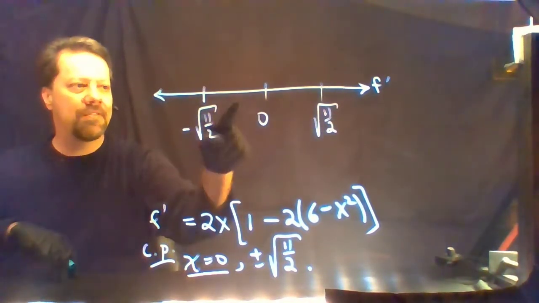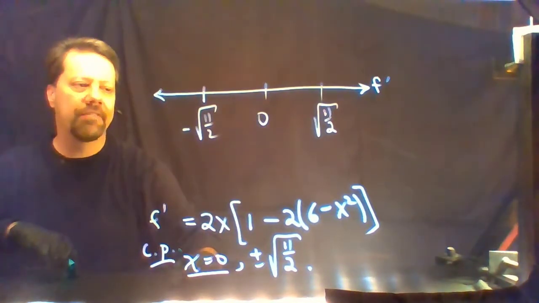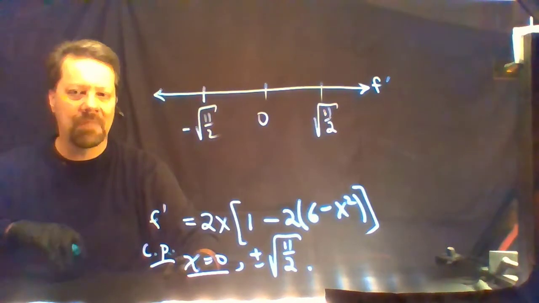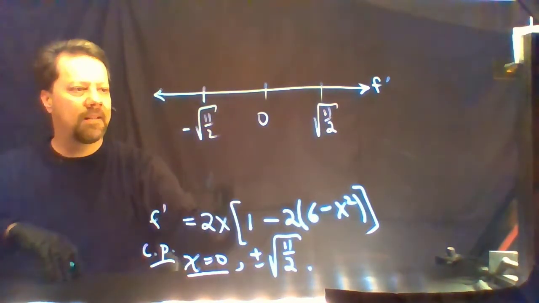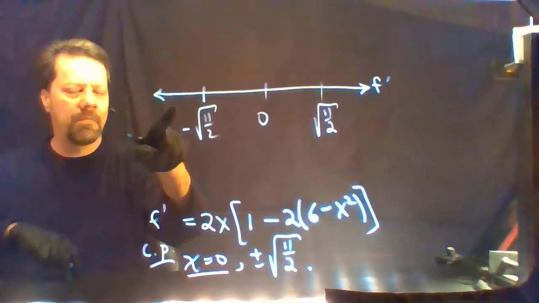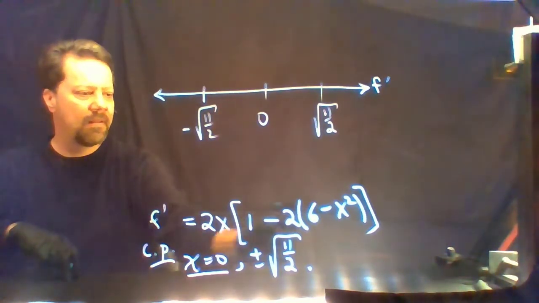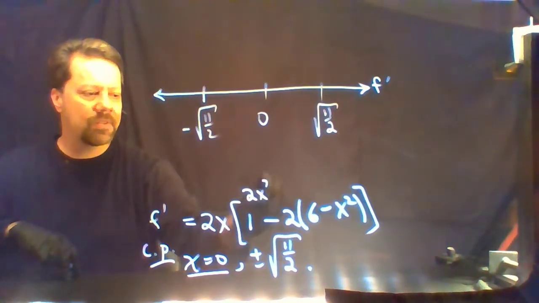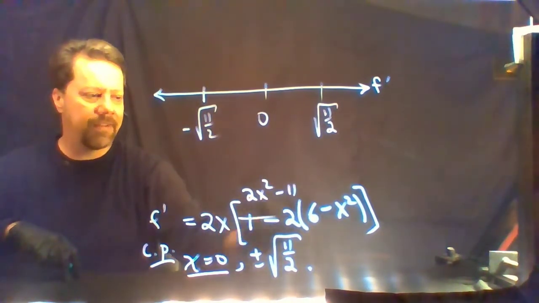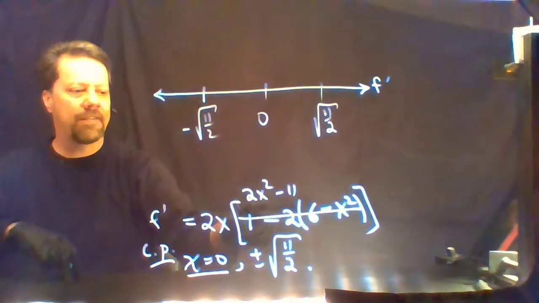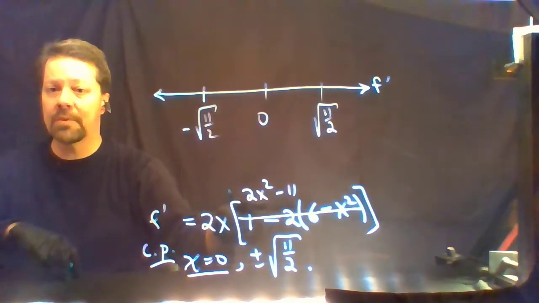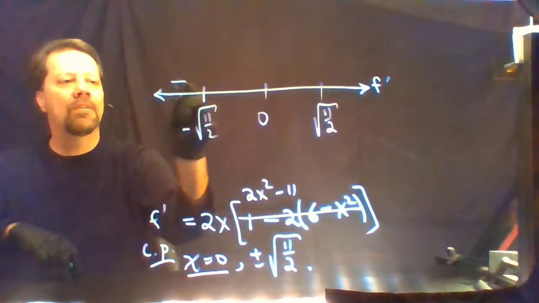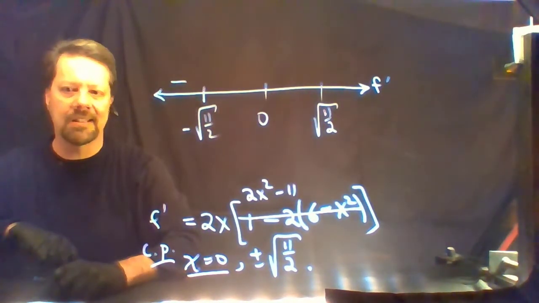Plugging points within each of these 4 intervals into the derivative will determine which of these is going to be a local minimum and which a local maximum. If we plug in something very, very negative, notice this is going to be a 2x squared minus 11 after we simplify it. If x is very negative, you square it, it becomes quite positive, but you're still multiplying by a negative here, which means our function is decreasing to this point.